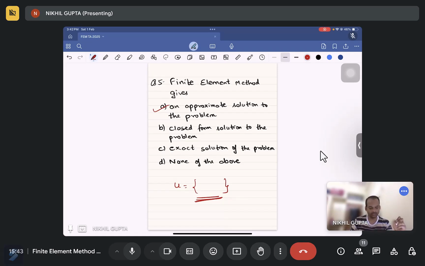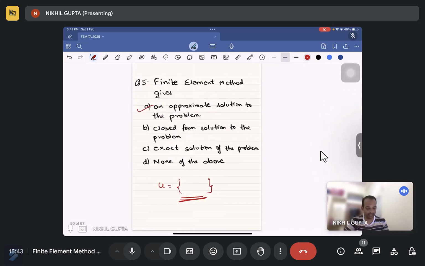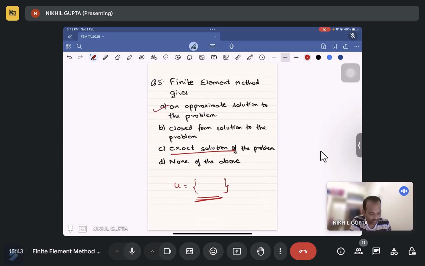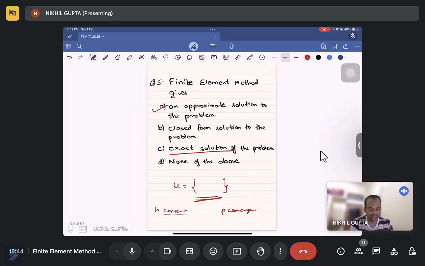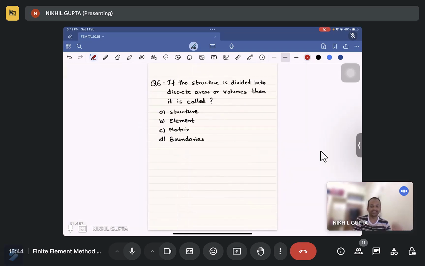So we are talking about the exact solution. An exact solution is possible, as we have understood from h convergence and p convergence. If we take too many nodes, we can lead it to the exact solution, or we can go to a higher order solution and get the exact solution in that case as well. But generally we will say that FEM gives you an approximate solution.